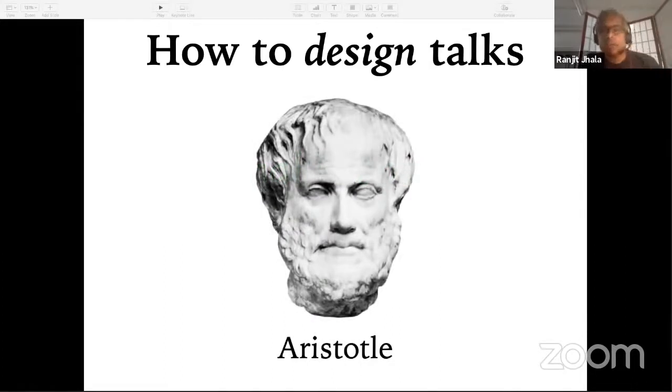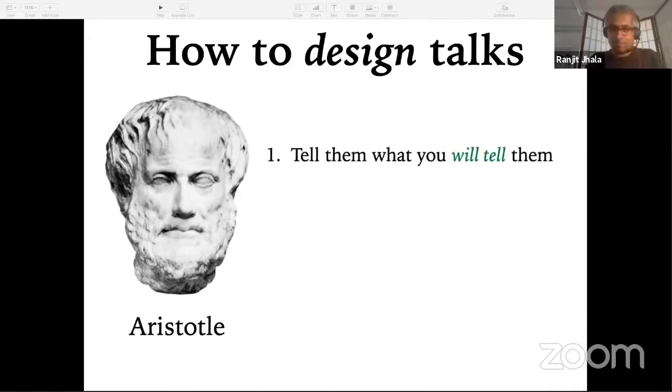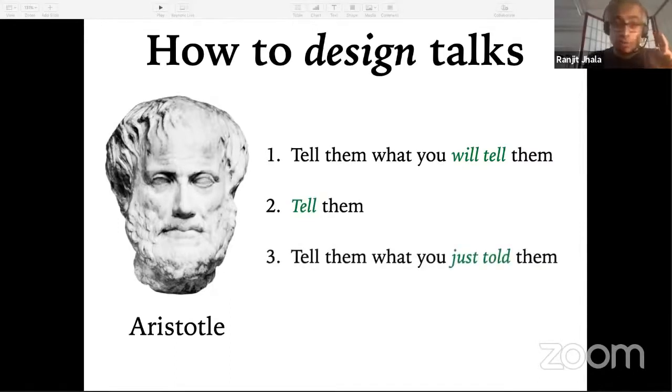Okay, now there's a bunch of wisdom, shall I say, that goes back purportedly to the ancients on how to design talks to allow people to focus. And one of the famous pieces of advice that is attributed to the Greek philosopher Aristotle goes something like this, right? The way you design a talk is: step one, tell them what you will tell them. Step two is tell them. And then step three is tell them what you just told them.